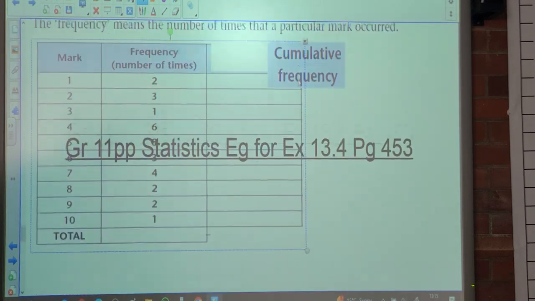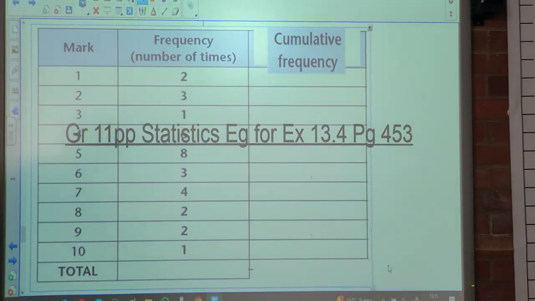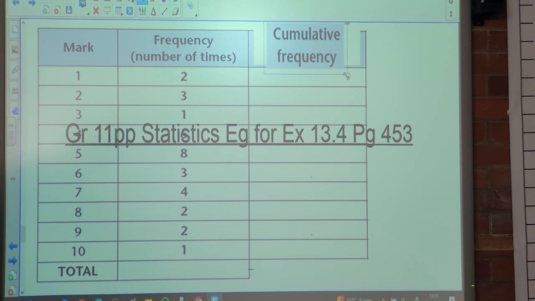Make it a bit smaller so you can fit onto the screen. Okay.